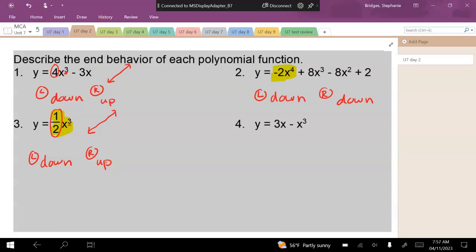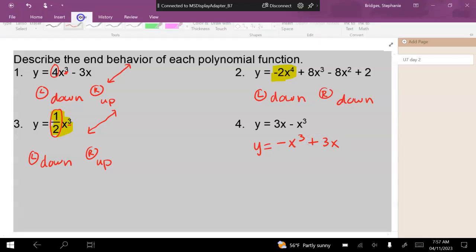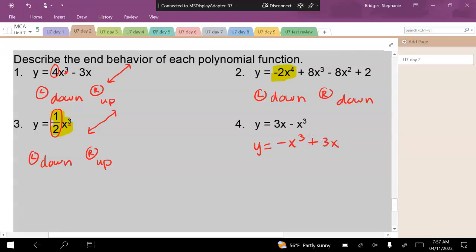Number 4, I've got y equals 3x minus x to the 3rd. Is that in standard form? No. Okay, so we can either rewrite it or we can focus on the highest degree term. It's probably safer if we rewrite it. What goes first here? The negative x to the 3rd, and then that would be a plus 3x. If you don't rewrite it, that's not saying you're doing it wrong. We just need to make sure we focus on the highest degree term, which in this case is this first one, the negative x to the 3rd.